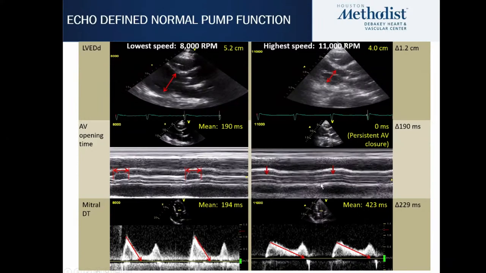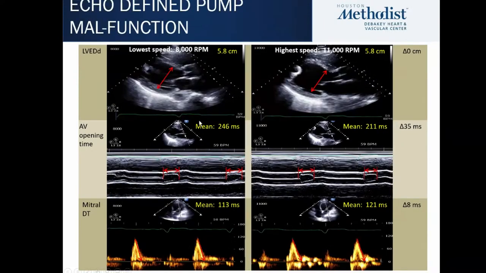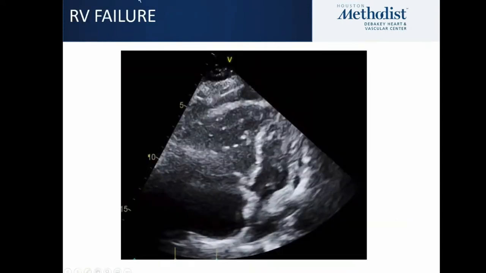This is an example of, again, malfunction, where one, the LV size doesn't decrease. The AV opening time, the aortic valve still continues to open, even though there might be some reduction in time. And the deceleration time, as you can see, the overall change is only 8 milliseconds. Now, the other important thing about echocardiography is the assessment of the right ventricle.